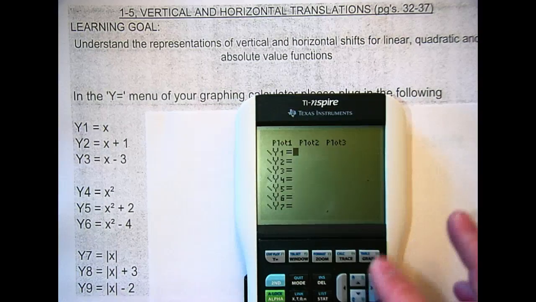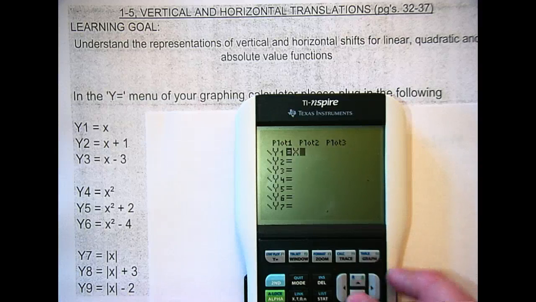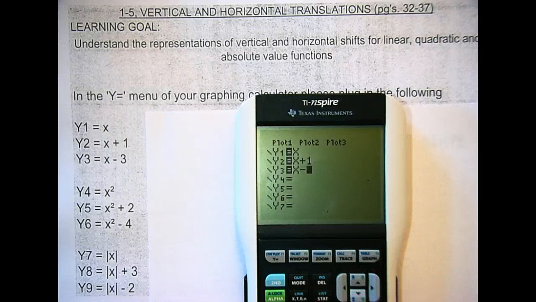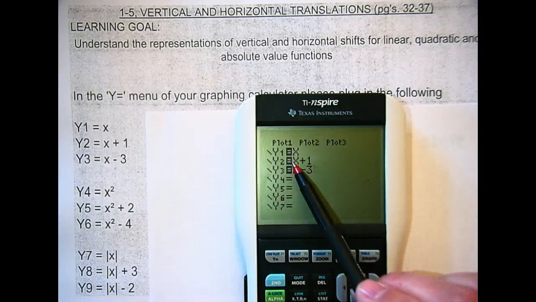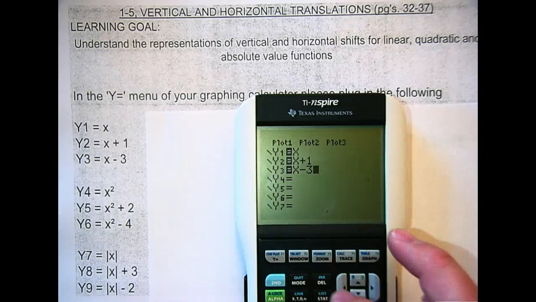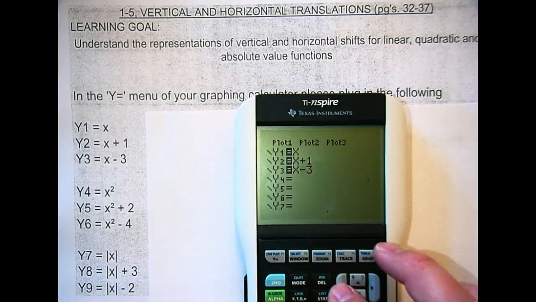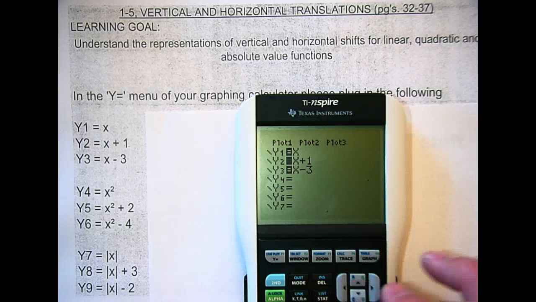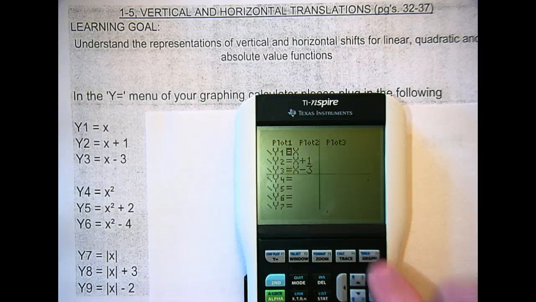First three, we have our x, we have our x plus 1, and our x minus 3. Please note that when I enter something in there, what I end up getting is this equal sign highlighted when I start typing, which means if I hit graph right now, all three of those things would graph because the equal sign's highlighted. I'm going to cruise on over to the equal sign on y sub 2 and hit enter, and that's going to turn off that graph. And hit enter on y sub 3 and turn off that graph. Now when I hit graph, the only thing that's going to graph is y sub 1.